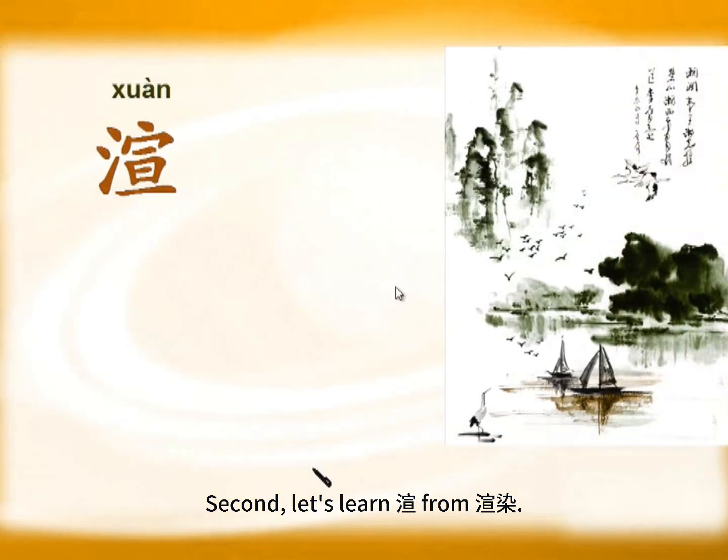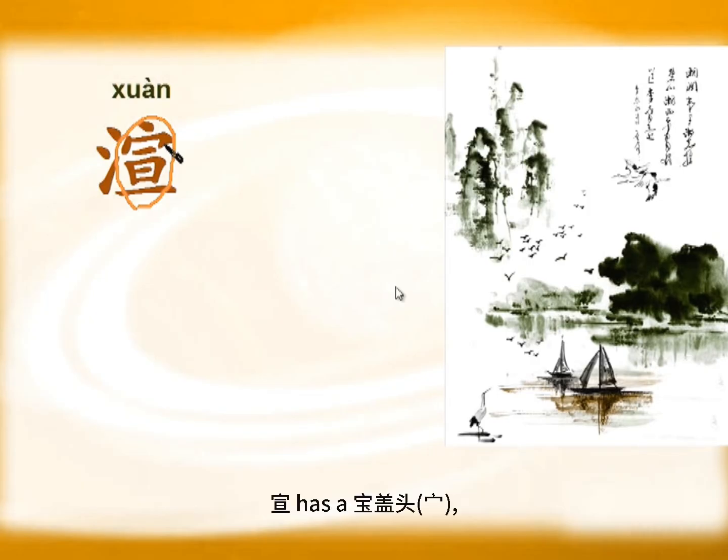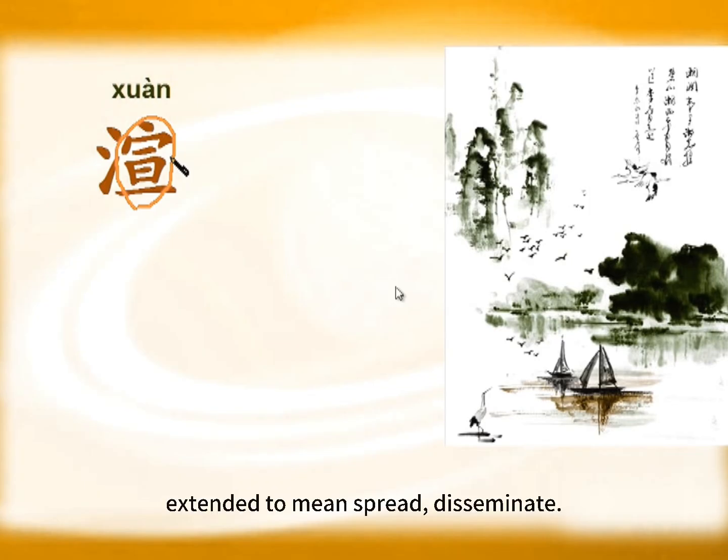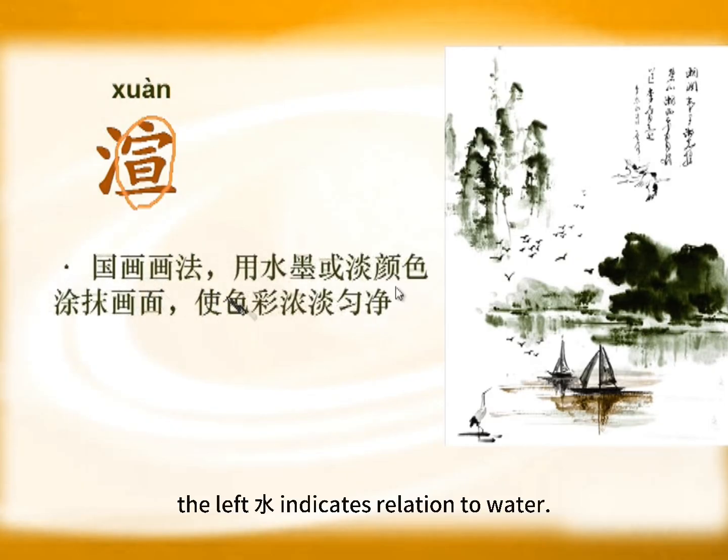Second, let's learn 渲 from 渲染. 渲's right is 宣 from 宣传. 宣 has a 宝盖头, 宀 means house. 宣 originally meant a spacious house. Extended to mean spread, disseminate. 渲 has 水 on the left. The left 水 indicates relation to water.